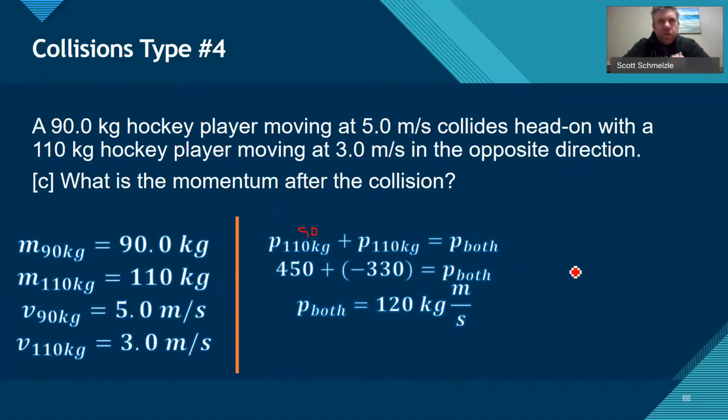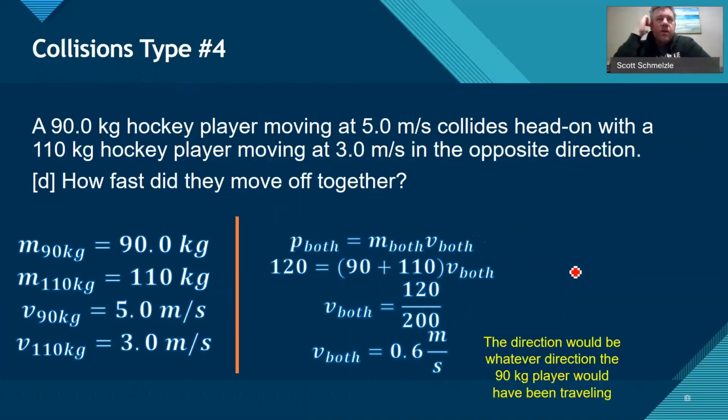If this momentum overall is positive or negative, it's okay. It just tells us which way it's going. So if the 110 would have been bigger, guess what? It would have been negative, meaning that it was just going in that person's direction. Lastly, then, how fast did they move off together?